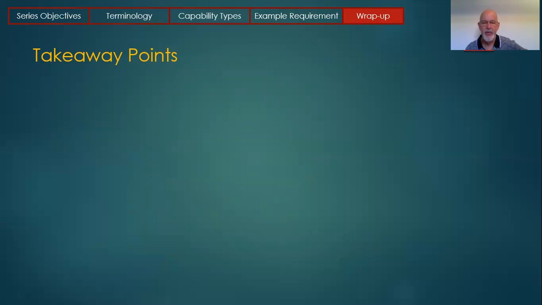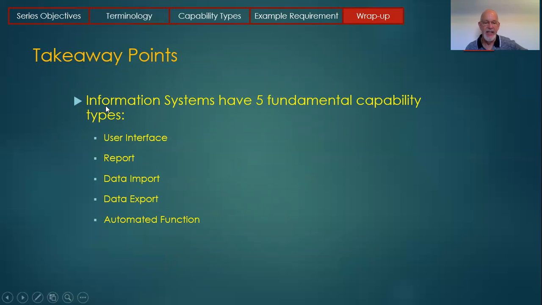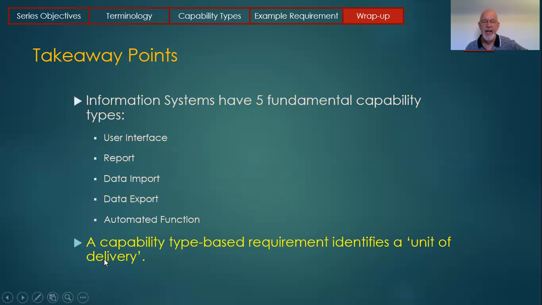So that's what we have for seminar number 1. I always like to lead with takeaway points. The first one is that information systems have 5 fundamental capability types. And we talked about that: user interface, report, we've seen the one example, data import, data export, automated functions. Before the end of the series, we'll talk more about each of these. The case study has examples of each of these, and templates related to each of these. The other takeaway point: a capability type based requirement identifies a unit of delivery. That's our goal, to define requirements for units of delivery.